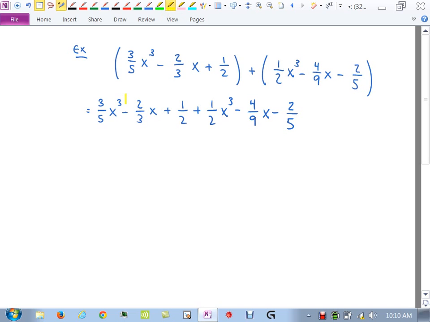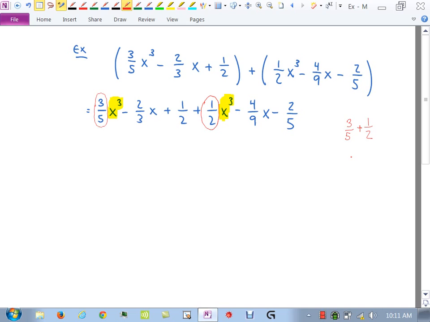And now I will identify like terms. I have an x cubed and an x cubed, right? X to the 3rd power. If I want to put those two together, I have to add up their coefficients. The coefficients of those are what? 3/5 and 1/2. So I'm going to do that on the side. I have to do 3/5 plus 1/2, which means I have to get a common denominator. 10 is a common denominator.